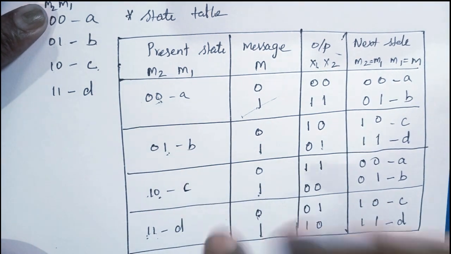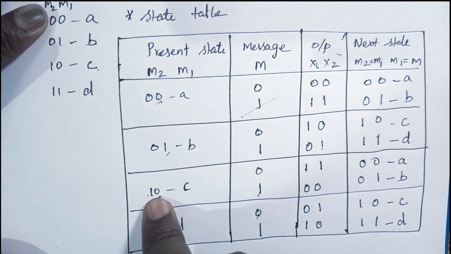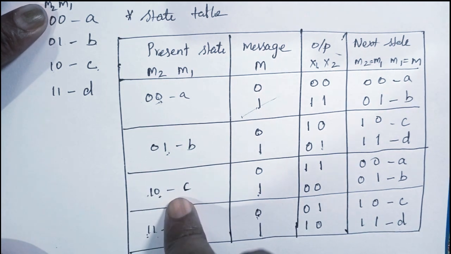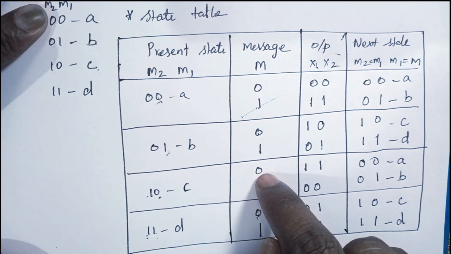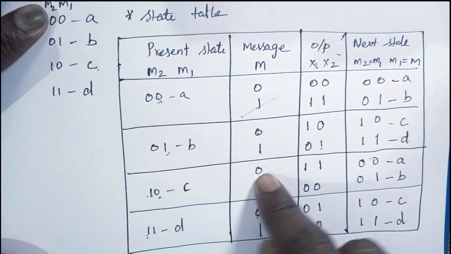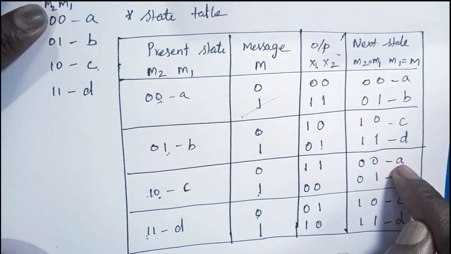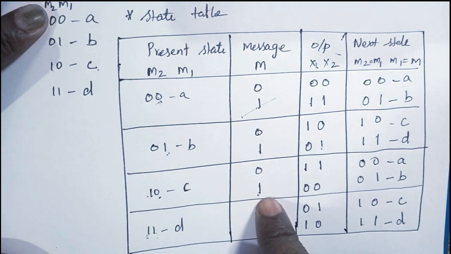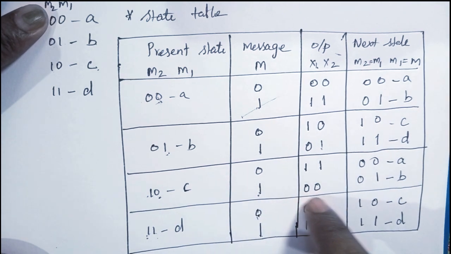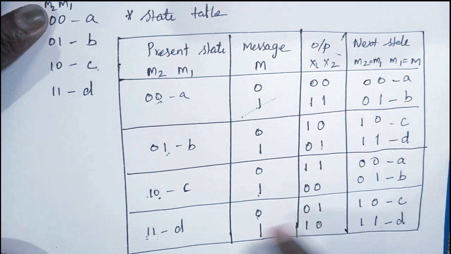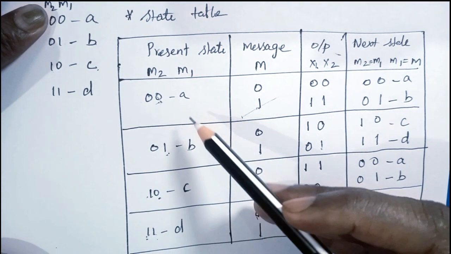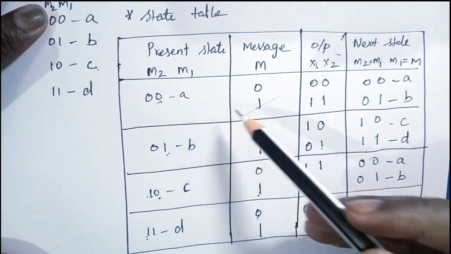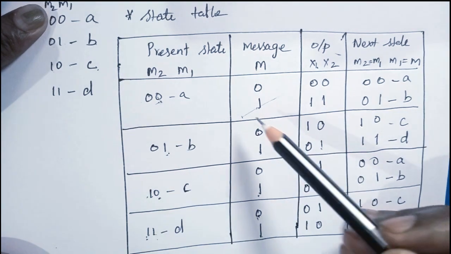Let's come to the states here. If the present state is C, and if the input bit is 0, the output bits are 1 1, and next state is A. And if the current state is C, the input bit is 1, the output is 0 0, and the next state is B.